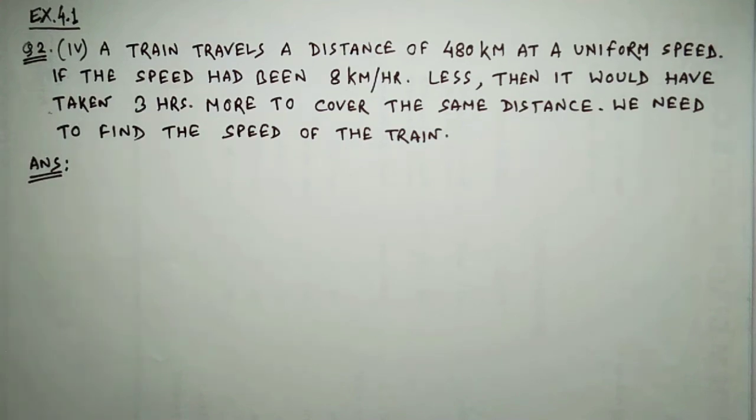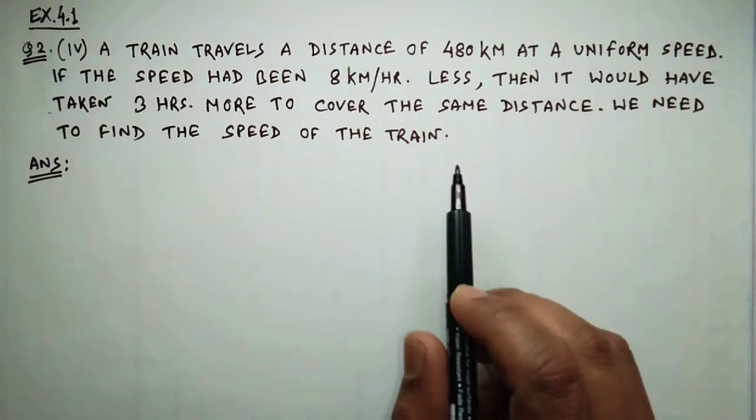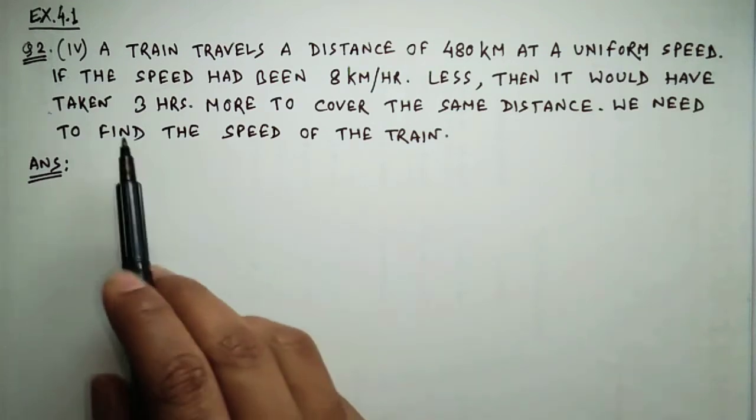This is question number 24, exercise 4.1, and the question was: represent a given situation in the form of a quadratic equation. So a particular situation is given, and we need to convert it into the form of a quadratic equation. Let me read the question first.